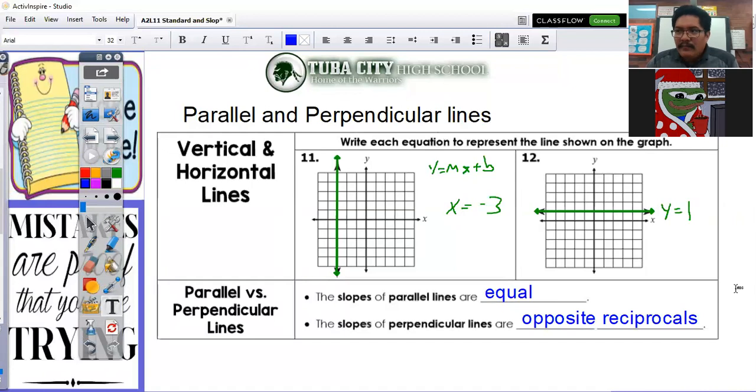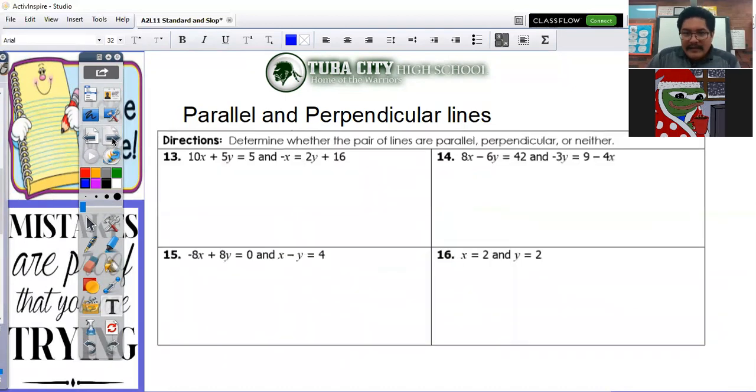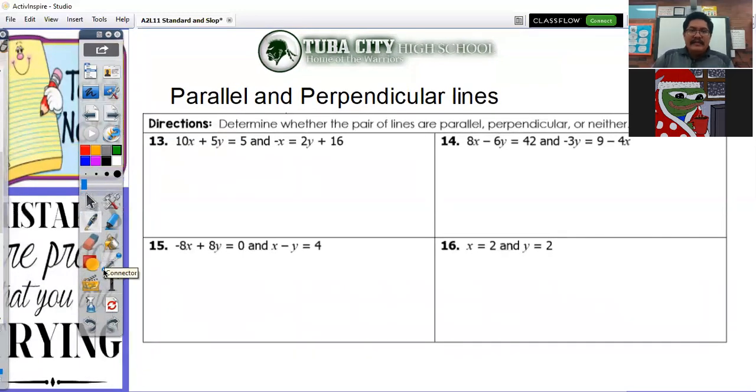So with some of those other ones where we were graphing, just take those fractions and flip them. The bottom number becomes the top number and the top number becomes the bottom number. Now we're going to look at some lines and tell whether they are parallel or perpendicular. Determine whether these are parallel, perpendicular, or neither. There's a good chance they could be neither.